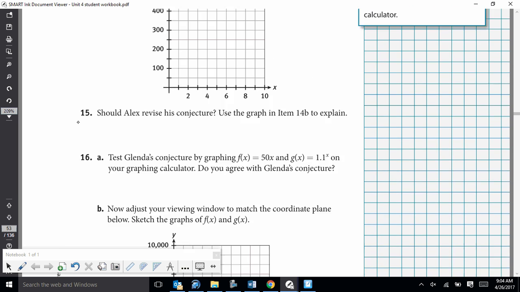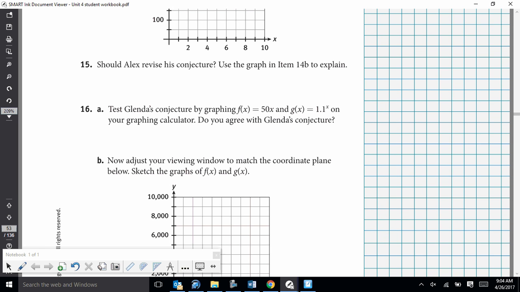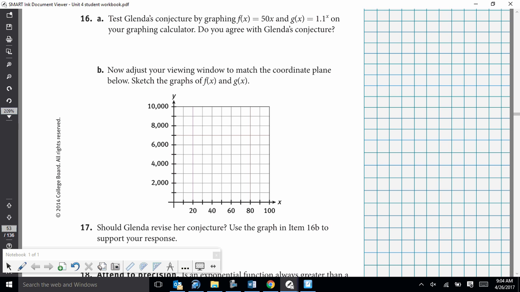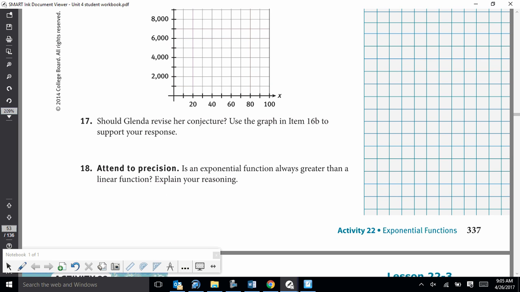All right, so we did that. So should Alex revise his conjecture? Yes, because even though 50 is a very steep slope, at some point it's not always bigger than 2 to the x. And then what about Glenda? Should she revise her conjecture? Is 50 times x always going to be bigger than even small growth? Nope. At some point, small growth will even overtake 50 times x.